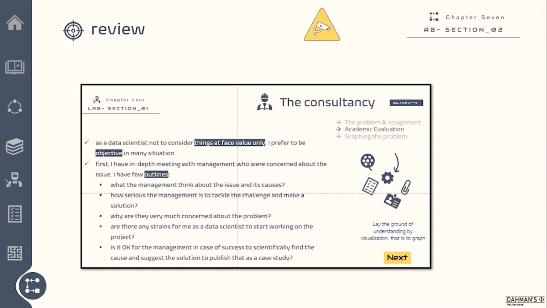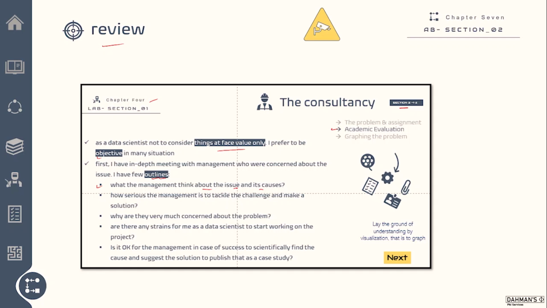If you would recall, as a quick review, in lab section 1, and that was in chapter 4, and in particular in section number 2, on the second outline, academic evaluation, I have said that as a data scientist, I don't take things at face value only, but I prefer to be objective. That's why I met with the management of the program, and I discussed with them important outlines in the form of questions. So the first question was: what does the management think, from their personal opinion, about the issue and the cause of that issue?